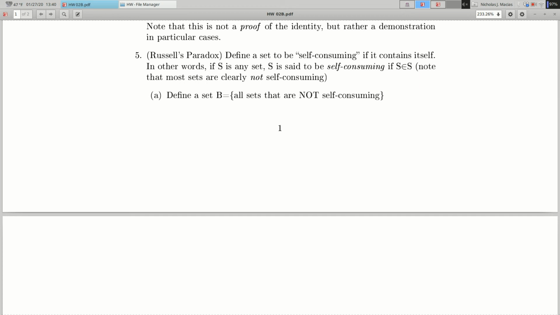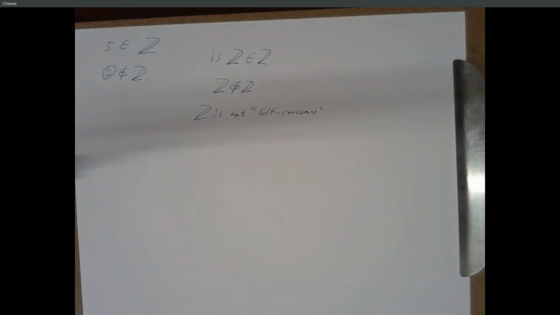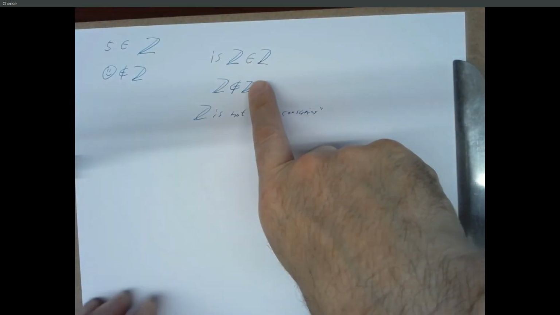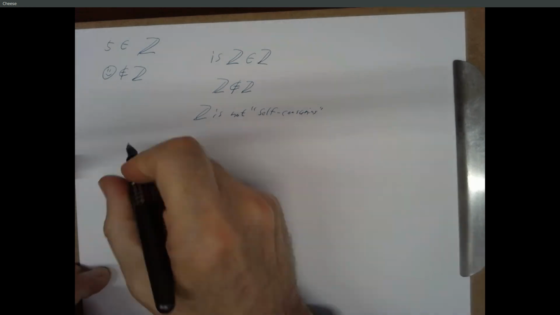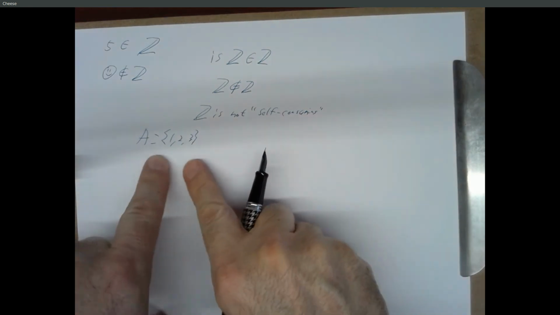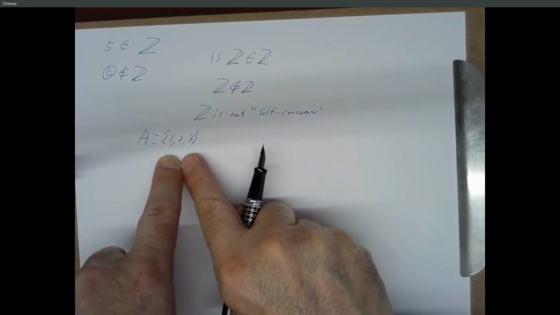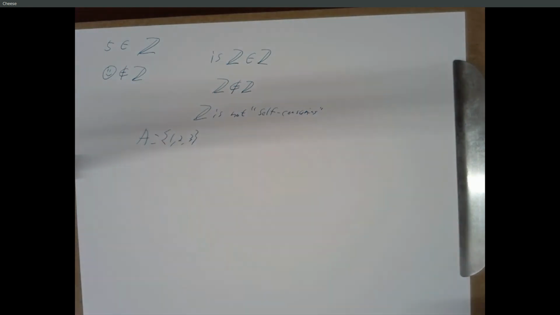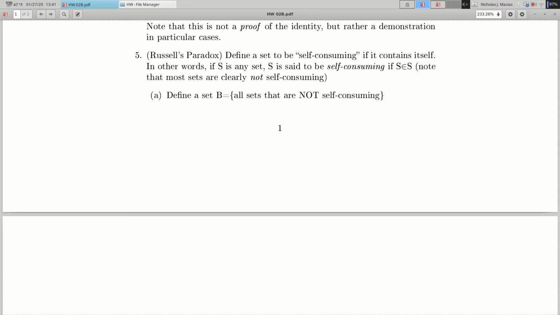Okay, so part A, define a set B, which is all the sets that are not self-consuming. Well, we already know one set that's not self-consuming, that's Z. So we know that Z is an element of B. We had a set A, which was equal to {1, 2, 3}. And does this contain itself? I don't see an A anywhere in here. So A is not self-consuming. So that's also going to be an element of the set B. So B is going to be the collection of all the sets that are not self-consuming. Got that idea? Okay, self-consuming means it contains itself. B is all the sets that are not self-consuming.